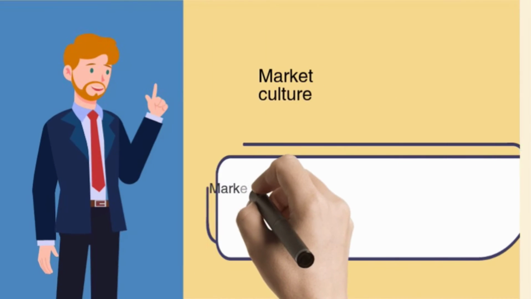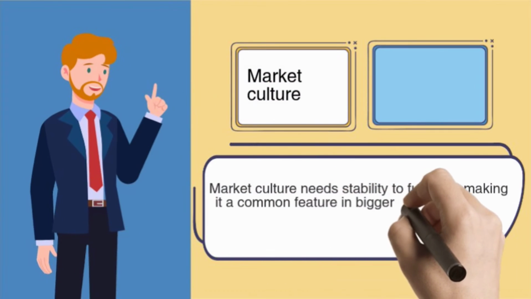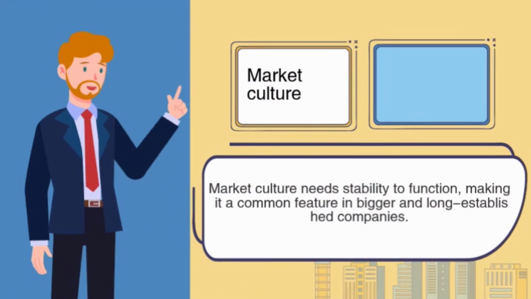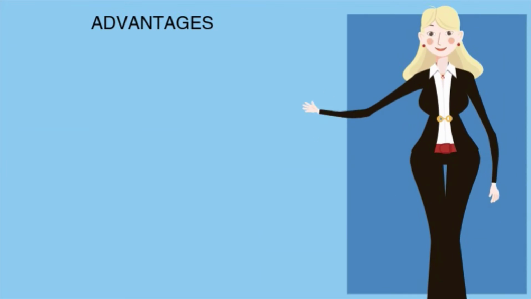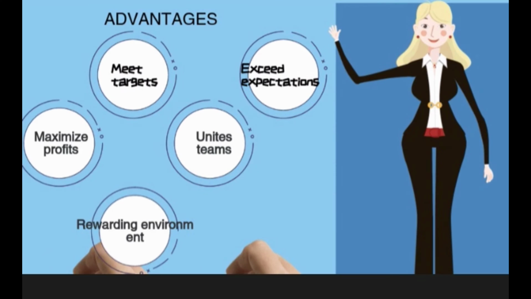Next is the market culture. Market culture needs stability to function, making it a common feature in bigger and long-established companies. Teams often meet targets, exceed expectations, and help maximize profits. This is an organizational culture that unites teams in the quest for a big win to benefit its customers or its shareholders. It can be a rewarding environment for employees too.